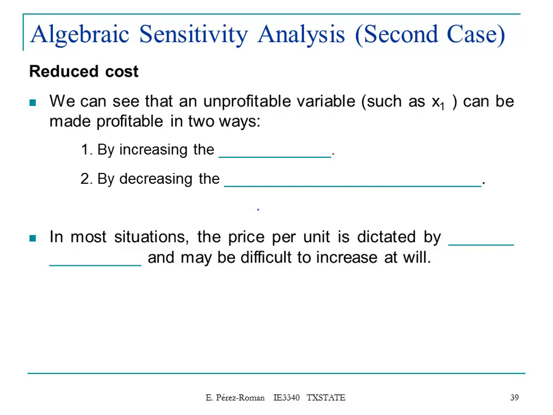So we can see that an unprofitable variable such as x1 can be made profitable in two ways. You can increase the unit revenue, or decrease the unit cost of consumed resources. So those are the two options you have if you want to make that product profitable. In most situations, the price per unit is dictated by the market conditions and might be difficult to increase at will. So what you have at the end to deal with is the unit cost of consumed products or resources.